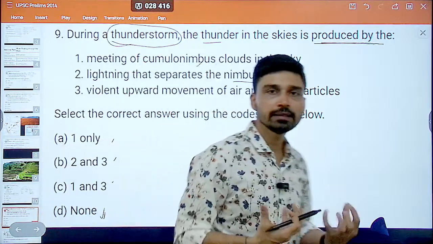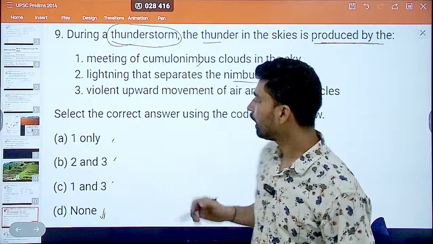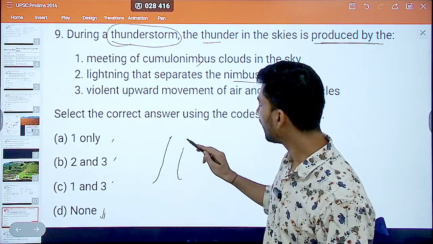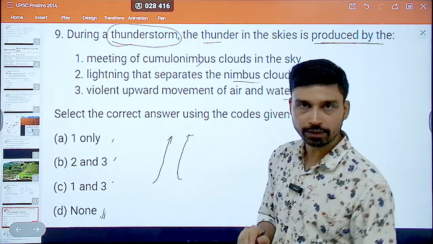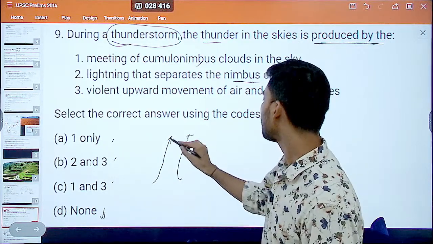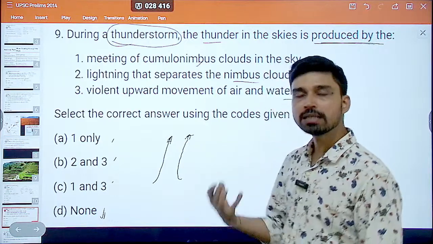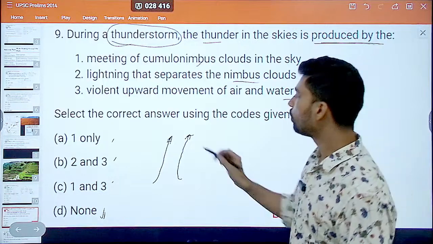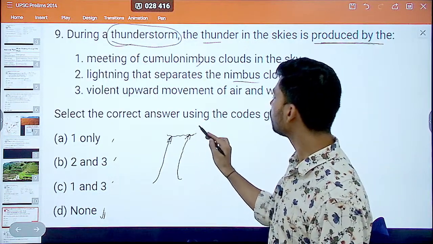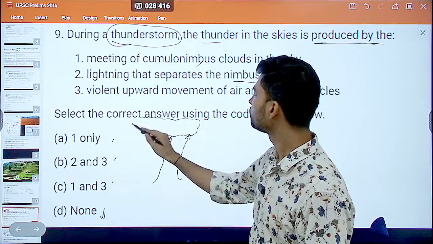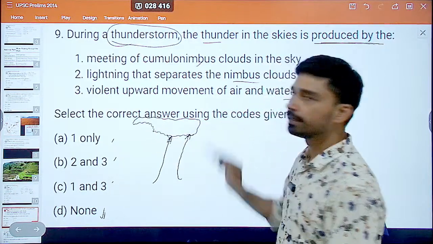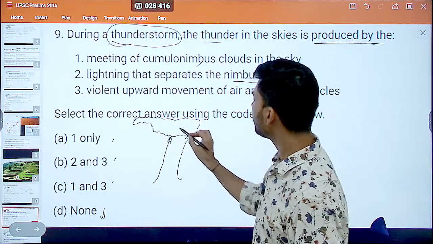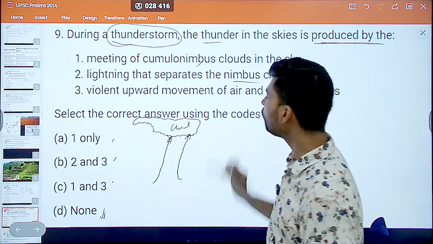Now, we know that thunderstorm is a phenomenon where violent convection is going on. Violent convection means a rapid rise of air happens, and due to this rapid rise of air, a large amount of water vapor is pushed into the upper part of the atmosphere. As this water vapor goes into the upper atmosphere, condensation happens because the temperature becomes low here, and this condensation creates the formation of clouds.